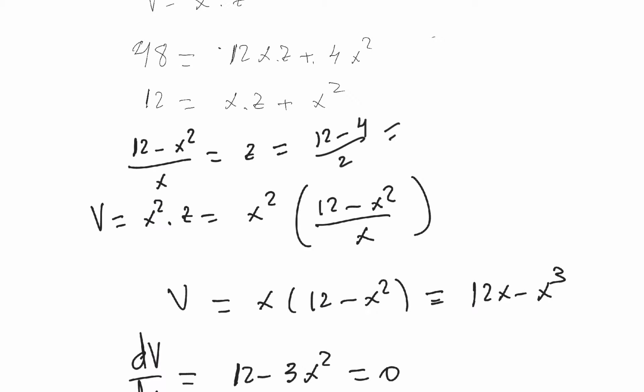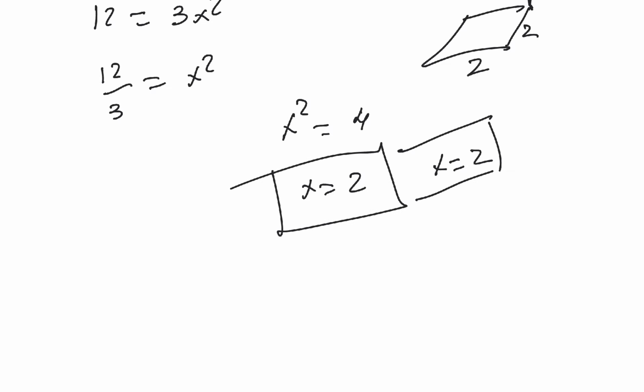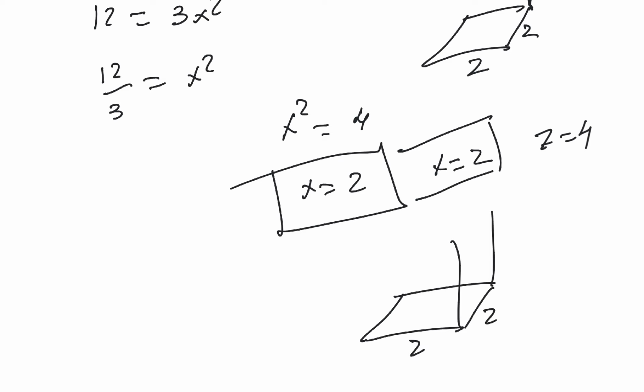So c is 12 minus 4, which is 8, divided by 2 is 4. So what is the size? The size is x equals 2, c equals 4. So with $48, I can build a box that is 2 by 2 by 4. I spent $48 and I have the maximum volume in this box. This is the box that has the maximum volume.